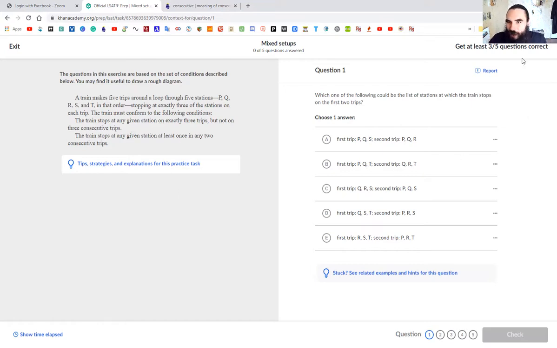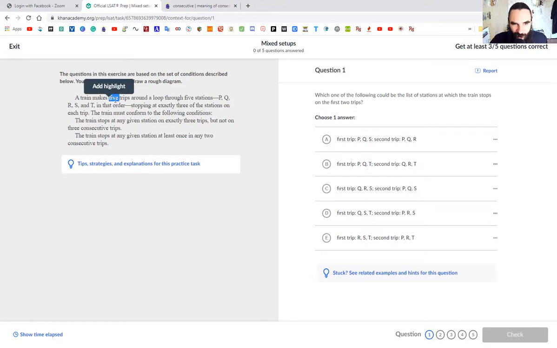Okay, let's try to find out the solution for the first question. I actually want to, now I have a strong motivation to check out the explanation, but I resist it. I want to see if I'm able to figure out how these two conditions may be accomplished at once. I don't understand the language here. Once again, the train stops at any given station. What does it mean on exactly three trips? Like three out of five. This is as far as I can tell.